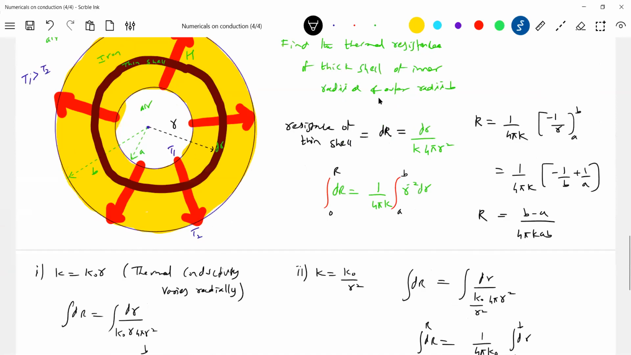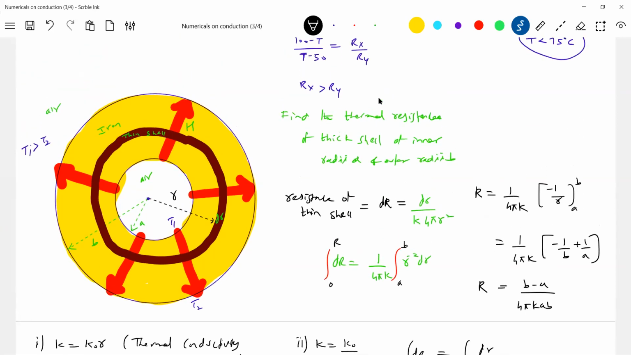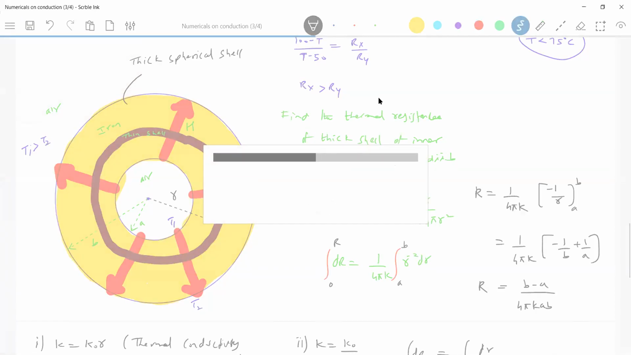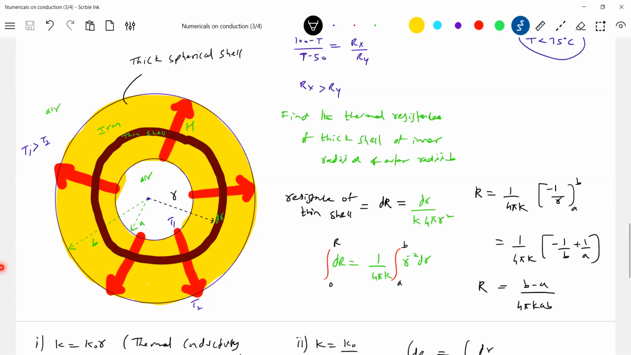Shell, I'm saying, shell means what? It's a spherical shell, no? It is not a disk. Please, you should have that minimum geometry in front of you. See, K can be constant or variable also.